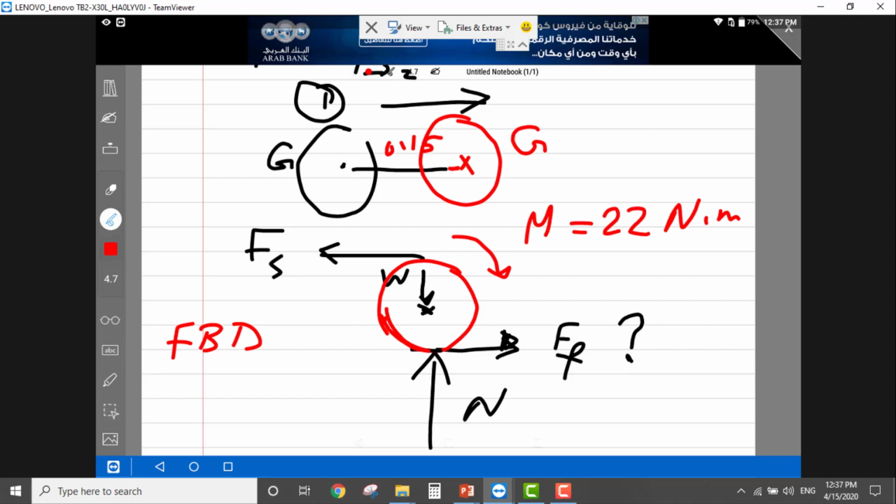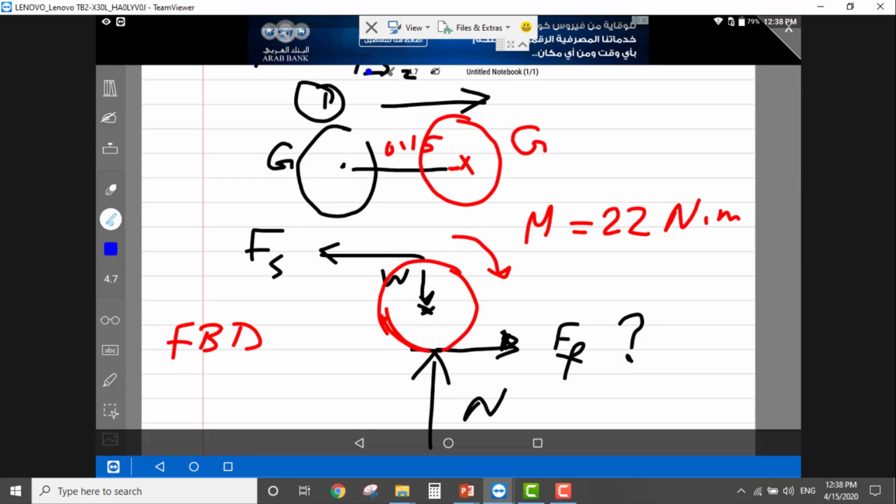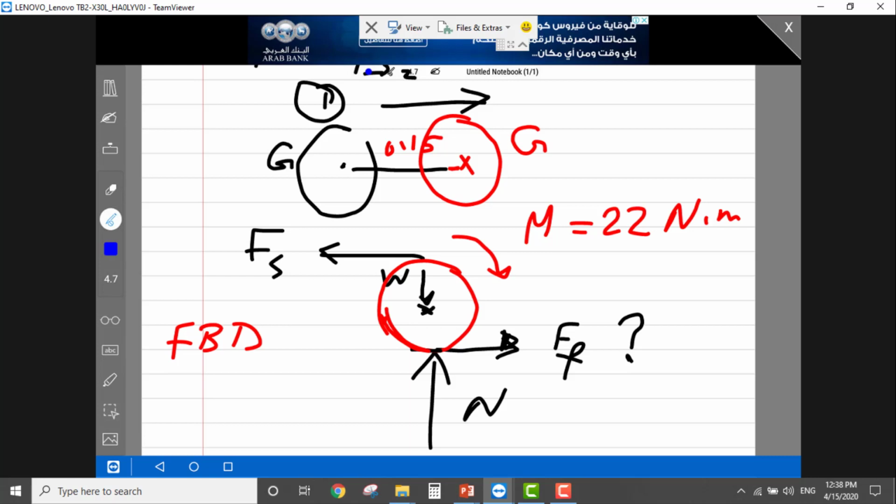So now the question is, which one of these forces will do work? What do you think? Does the normal force do work? The answer is no. Why? Because the displacement is in the horizontal plane and this force is in the vertical.